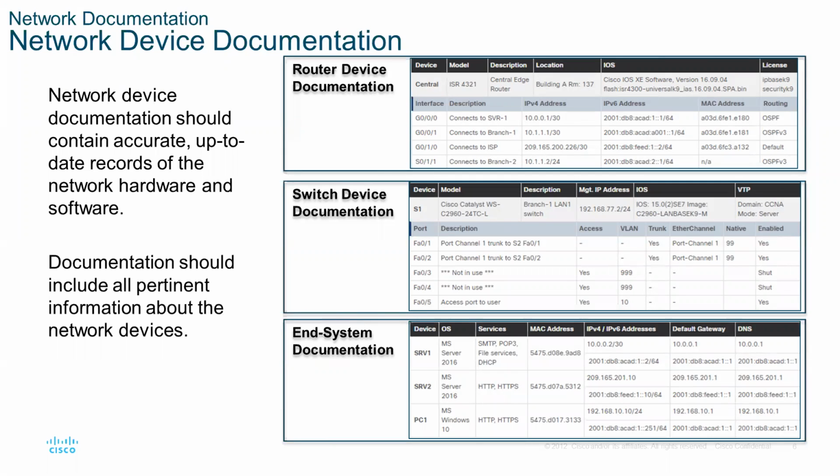Then what operating system it's using, what services are provided by the server, what its MAC addresses are, its IP addresses, and its gateways. So where it's part of a network, what is its gateway, what is its domain name address. So as you can see, it's a complete picture in table format of all your devices on your network.